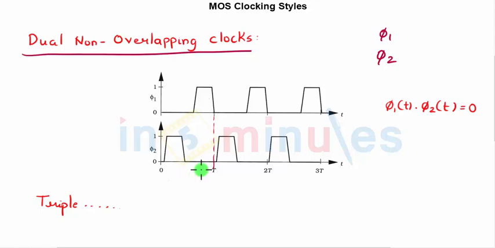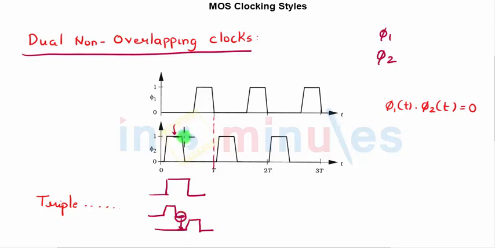Suppose this was my T. What I have done is I have reduced my phi. Suppose my phi was going high for a larger time initially, correct? Now I have made my phi high for a small time. I have made my other signal high also for a small time, and the remaining time which I could save, I used it for making both of them non-overlapping.